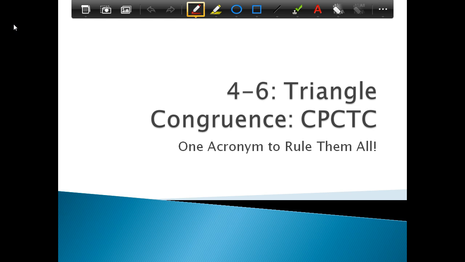Tonight we're going to talk about one last acronym. We've talked about several different acronyms, and this is the last one, the longest one. As you can see, it's CPCTC. It's got a lot of C's in it, it's got a P, it's got a T. It's the most exciting one we have. So here we go.